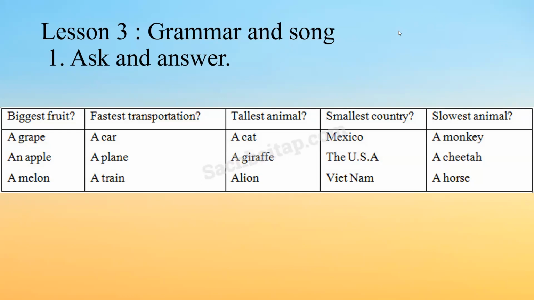What's the tallest animal? A zebra. What's the smallest country? Vietnam. Vietnam is the smallest country. And the last one, what's the slowest animal? It's a monkey. Great job, everyone.